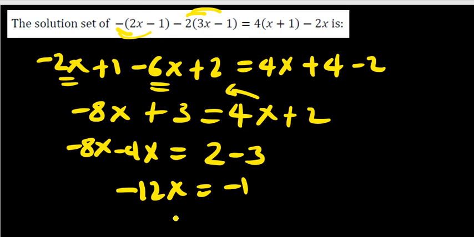Divide by negative 12 on both sides. So the x value will be 1 over 12. The negatives will cancel each other. That's it. Next. Okay, the next question.